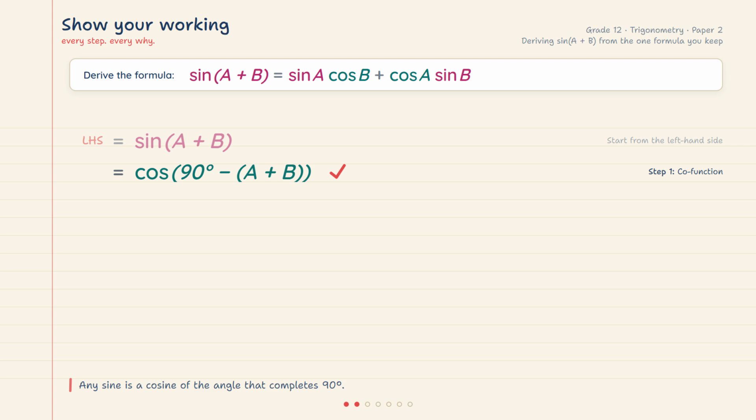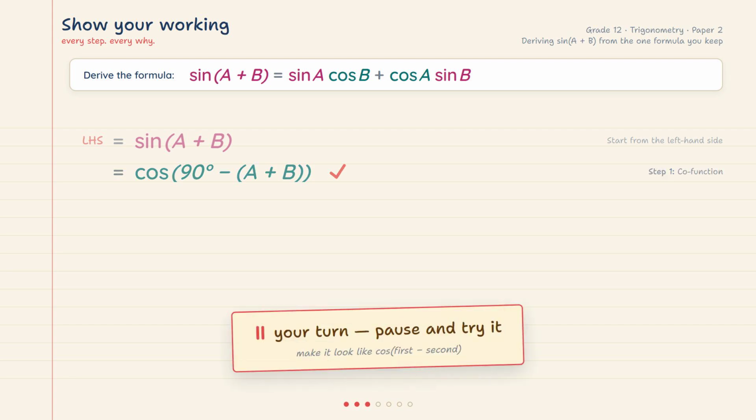Nothing has changed in value. Only the name of the function. Your turn. Open that bracket, then group what you get so it looks like the formula you kept. You need a cosine of one angle minus another angle. Find the first angle and the second angle. Pause the video now and write it down.